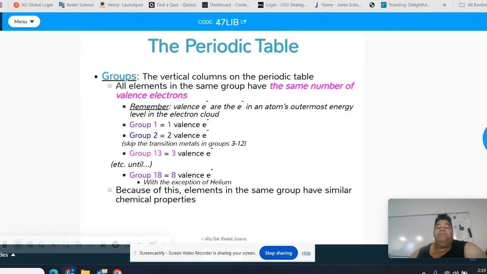So key to know, for the periodic table, your groups are the vertical columns on the periodic table. All elements in the same group have the same number of valence electrons. So for example, group 1 is going to have 1 valence electron. Group 2 is going to have 2 valence electrons. We skipped the transition metals from 3 to 12, I should say. And then group 13 is 3 valence electrons. Group 14 is 4 valence electrons, and so on.